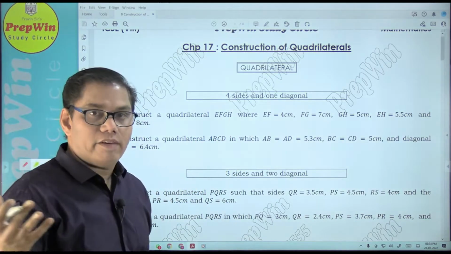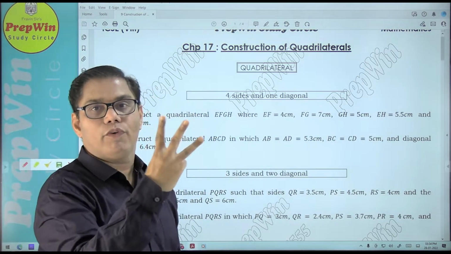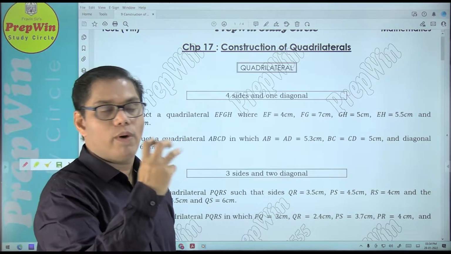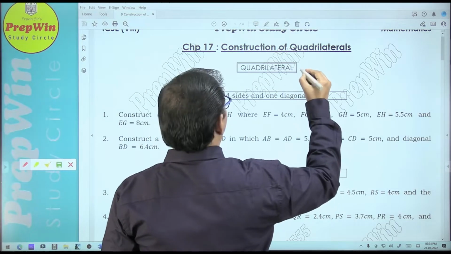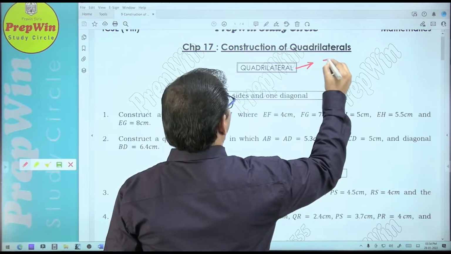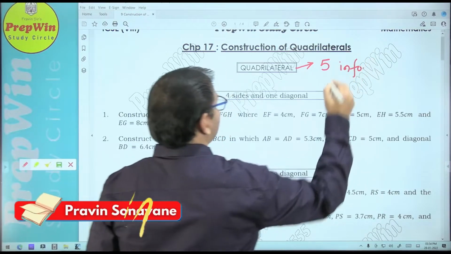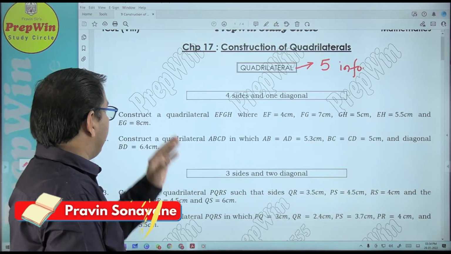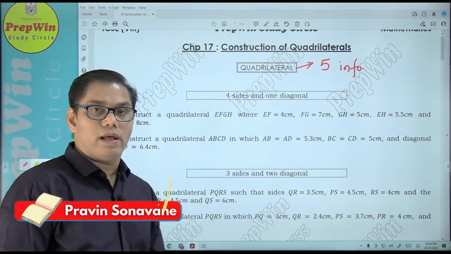Suppose you have already been drawing a triangle. For drawing a triangle, you require three informations. But for drawing a quadrilateral, always remember that you want 5 informations. Now initially we are going to do 10 sums. 10 constructions we are going to do.